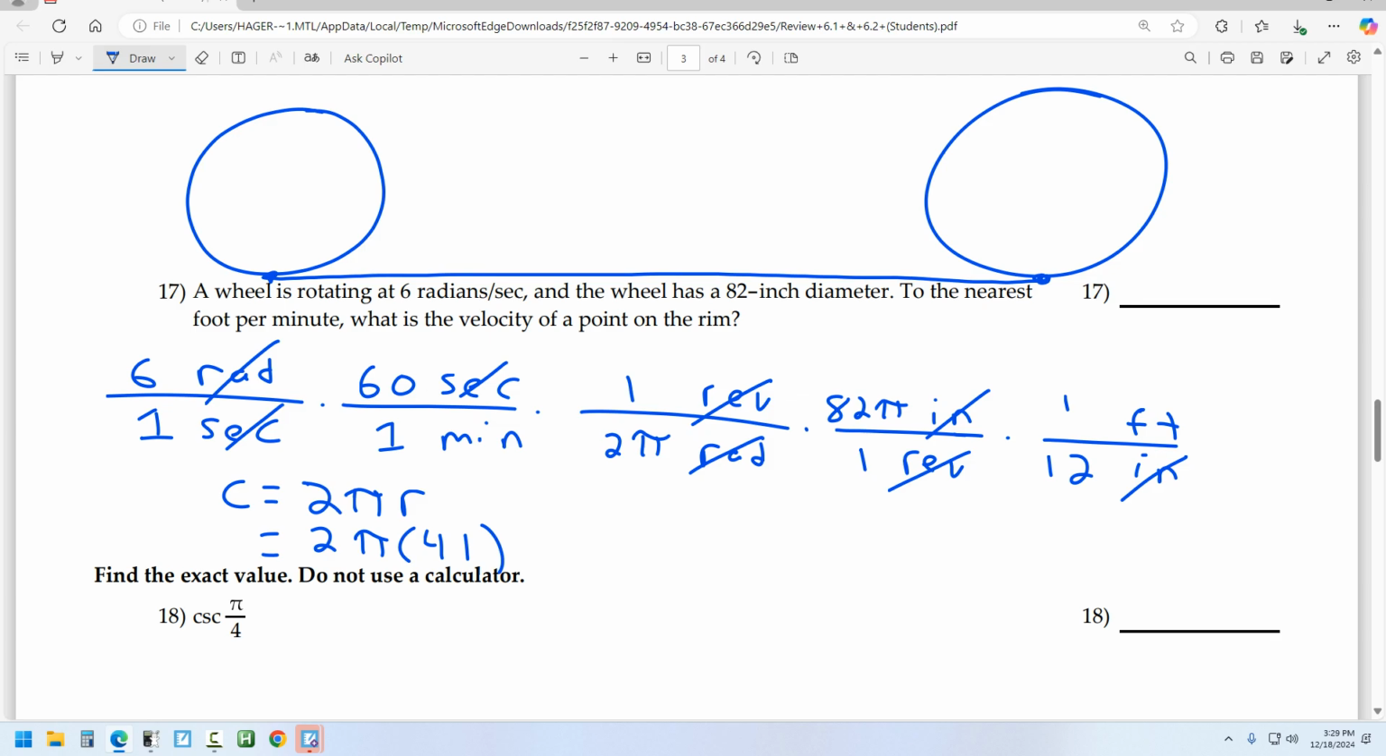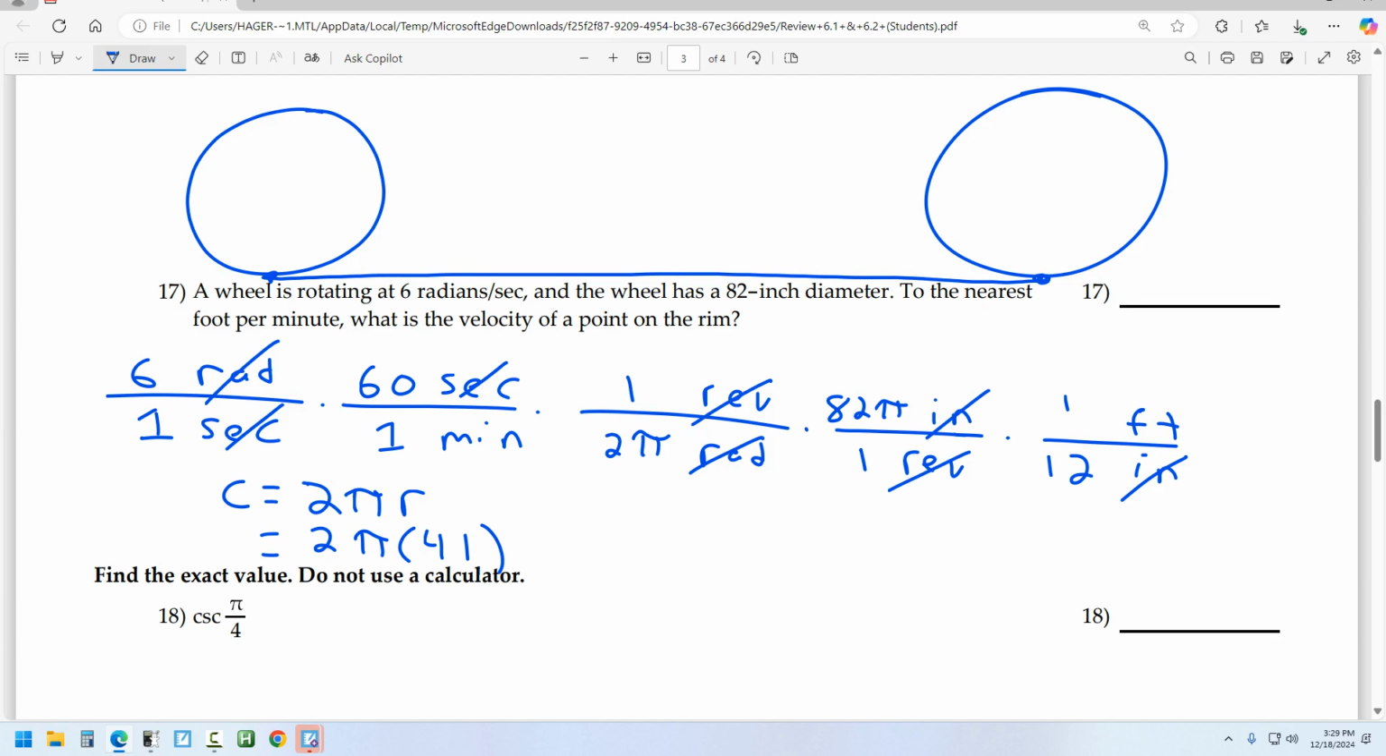And you're going to type all that in, probably use parentheses when you type it in, and then you're going to round. It says to the nearest foot per minute, so they actually don't even want decimals, they just want you to round it to the nearest whole number. Most of the time I'm going to ask you for probably 2 decimal places. That's an angular velocity problem.